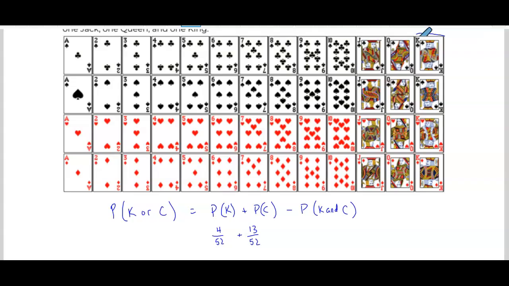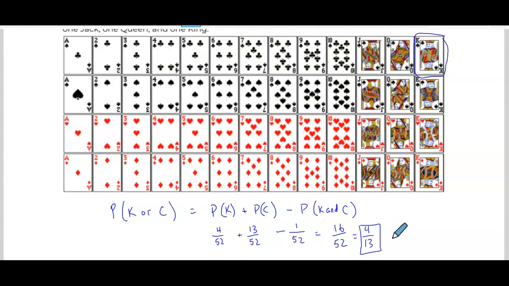The king of clubs is right here. And that's just 1 card out of the whole deck of 52. So we just go straight across. Right? We do 4 over 52 plus 13 over 52 minus 1 over 52. And that's going to give me 4 plus 13 is 17 minus 1 is 16. Let's reduce this by 4. We're going to get 4/13. So there's a 4/13 chance of picking a king or a club in this deck.